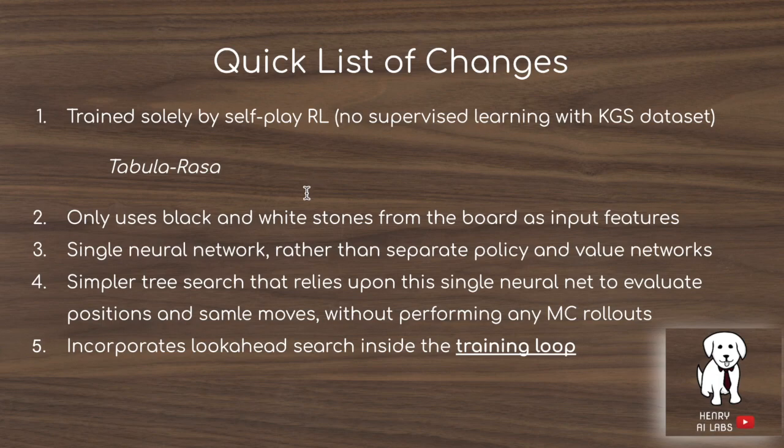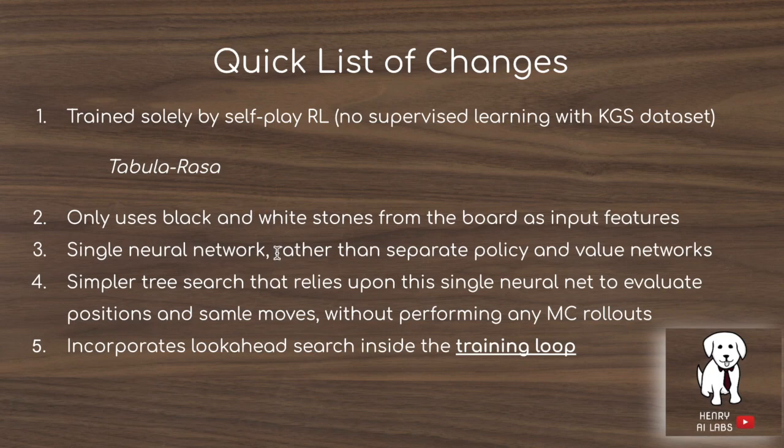The next change is that it only uses black and white stones from the board as input features. So AlphaGo has this first 19 by 19 feature plane that is the board state, and then it has these 47 handcrafted feature planes, as well as the board. So it's using a lot of handcrafted features in the AlphaGo algorithm compared to AlphaGo Zero.